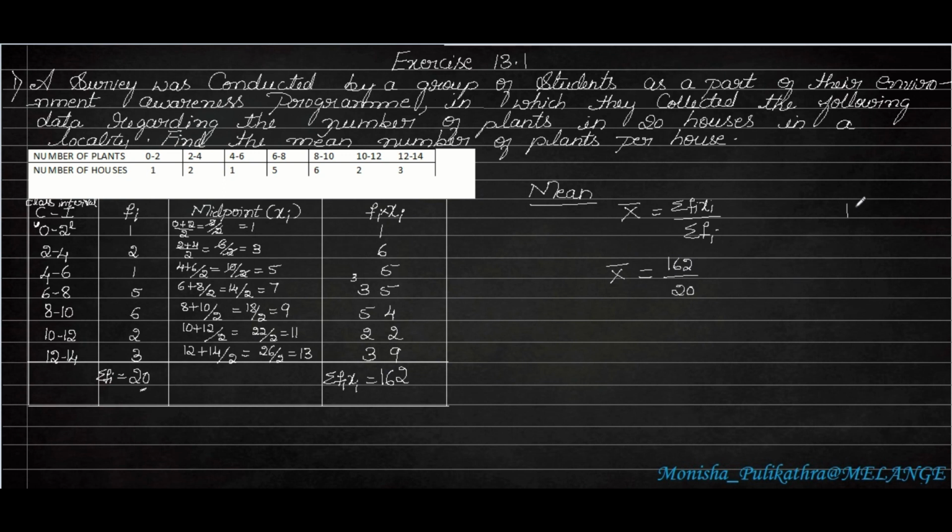Okay. So we have to divide 162 by 20. So 2 tens are 20, 2 81s are 162. So 81 by 10. There is a 0, so we can put a point after one digit. That is 8.1. So x bar is equal to 8.1. So the average number of plants planted by 20 houses is 8.1. Okay. Approximately 8 plants. So this is the way of finding the mean. I hope you understood this.